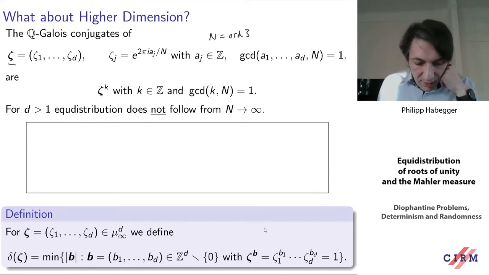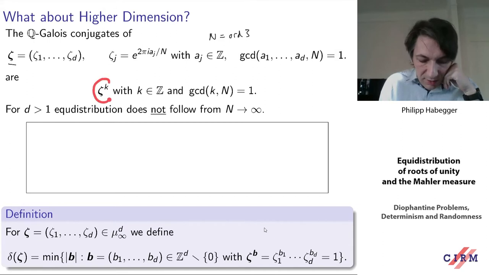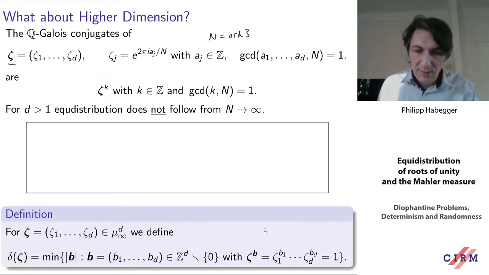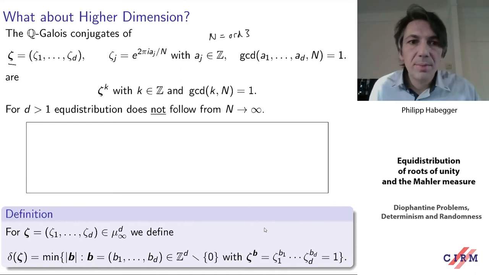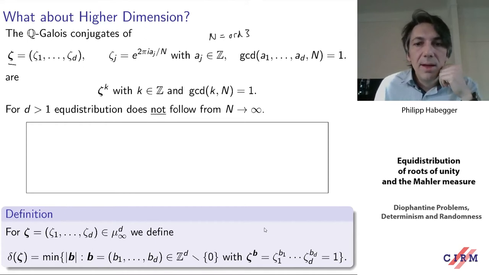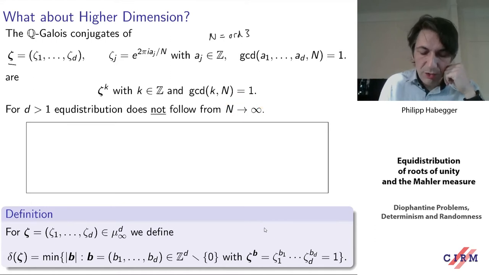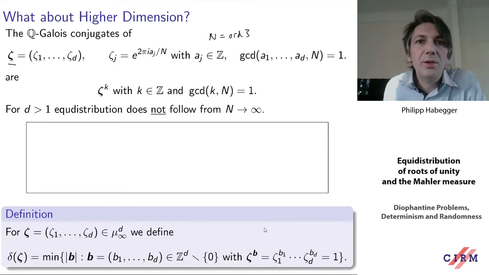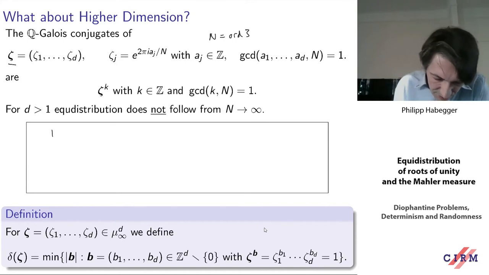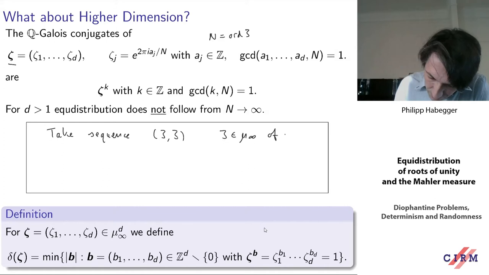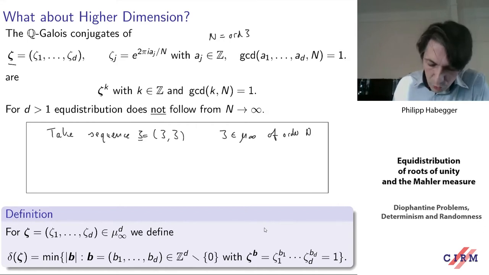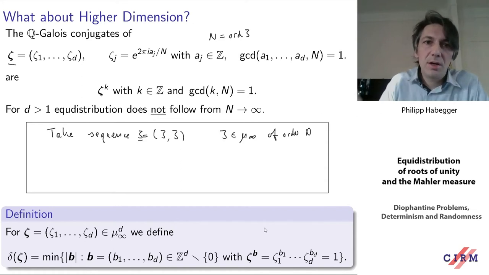Computing the Galois orbits of such a point, we can look at the Galois conjugates of this point. It's essentially the same thing. We look at powers of this tuple where the exponent is coprime to n. Now, the first thing that you see in higher dimension is that just having the order go to infinity is not enough to have equidistribution, because things can happen here that don't happen in dimension one. For example, I'm going to write this down here. Take the sequence zeta, zeta, where zeta is a root of unity of order n. Then this tuple will also have order n, but it's clearly not equidistributed on S1 cross S1.